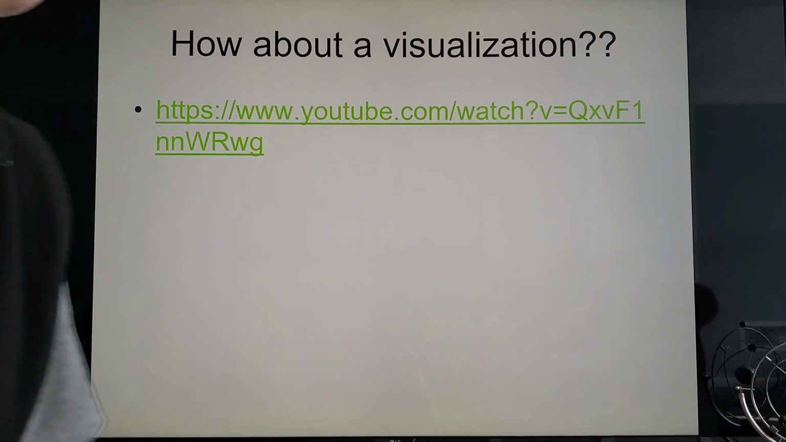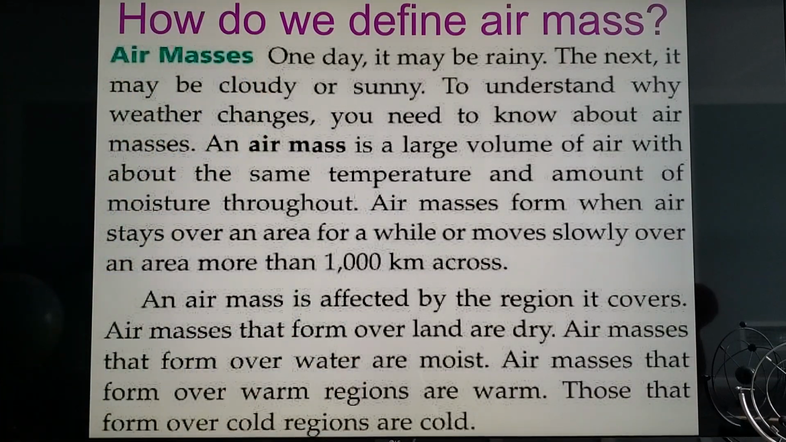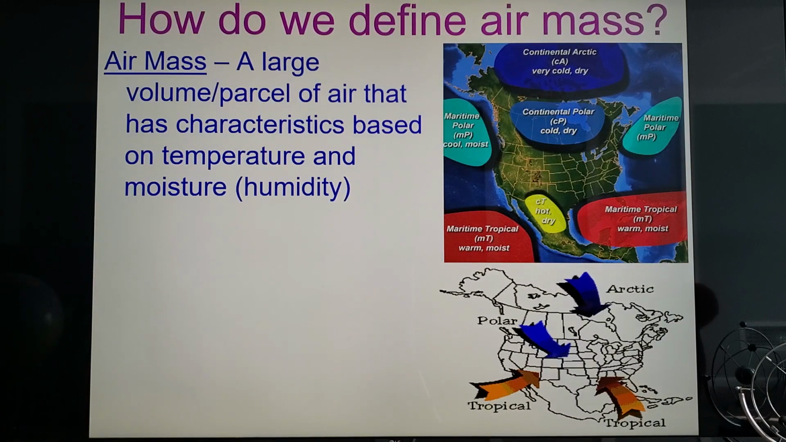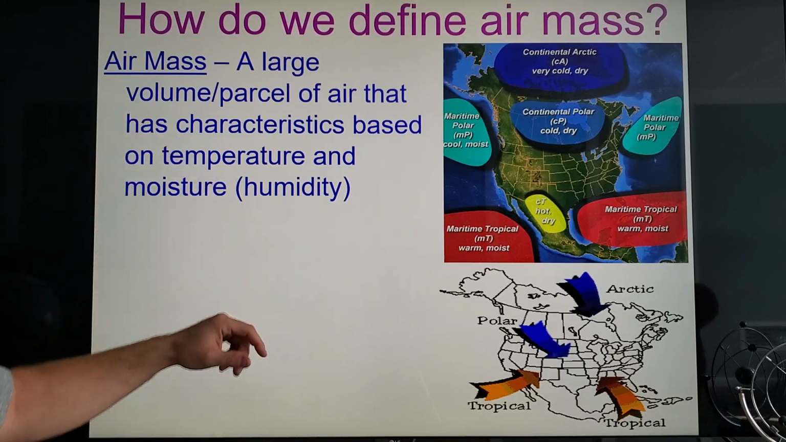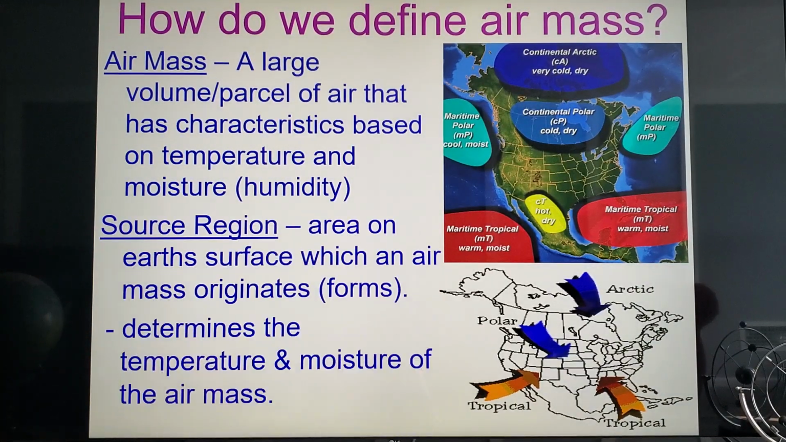Okay. So anyway, read this through. Hit pause if you got to. How do we define air masses there? Okay. There's your official definition. Make sure you get it in there. A large parcel of air that has characteristics based on temperature and humidity. Source region is where it comes from. And of course, that will determine its temperature and moisture. Okay?